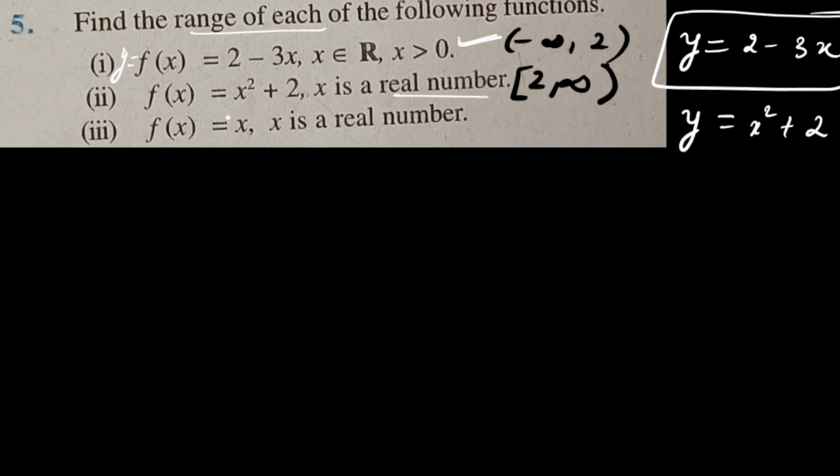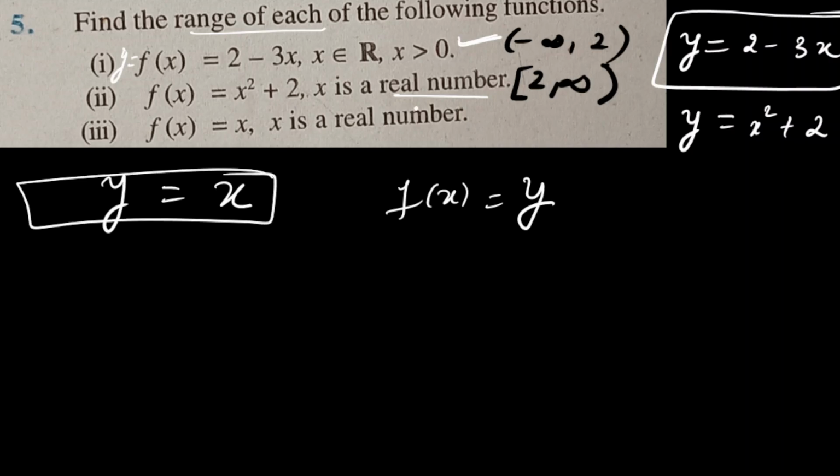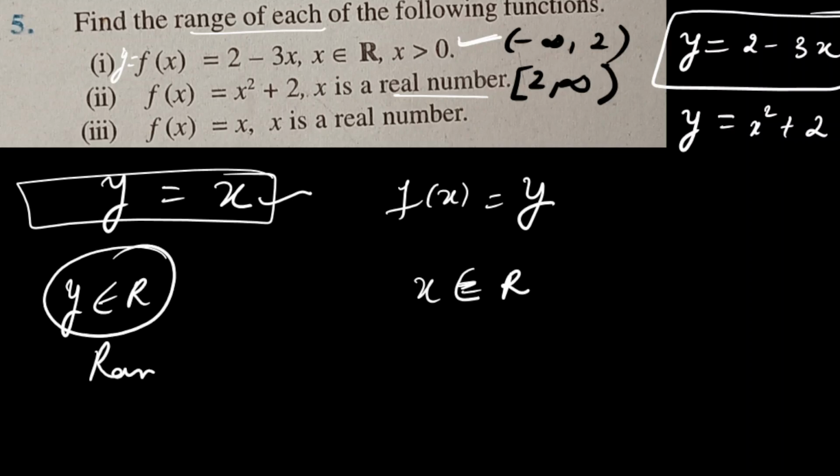Now the third one we have to do, f(x) is equal to x, so this is very simple. It's mentioned y is equal to x, because f(x) we can write as y. So y is equal to x, and x is a real number. That means x belongs to the set of real numbers. If x belongs to the set of real numbers, as x is equal to y, that means y also belongs to the set of real numbers. That means its range is also the set of real numbers, as the domain.